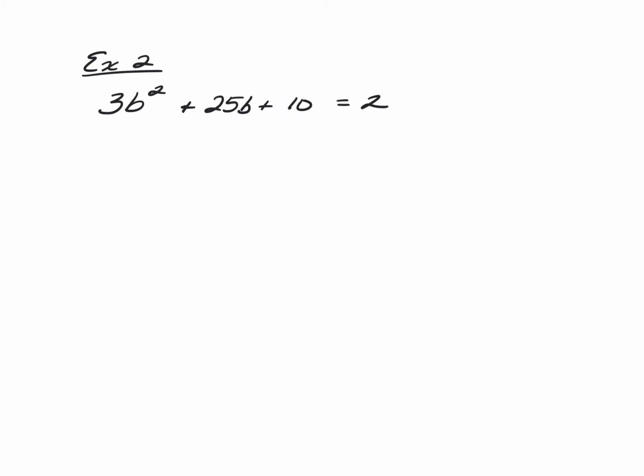All right, so here we go, next problem. Again, step 1 is to set the quadratic equal to 0. So I'm going to subtract this 2, and I get 3b squared plus 25b plus 8 is equal to 0.